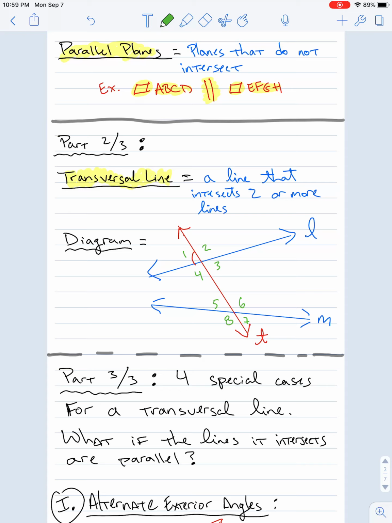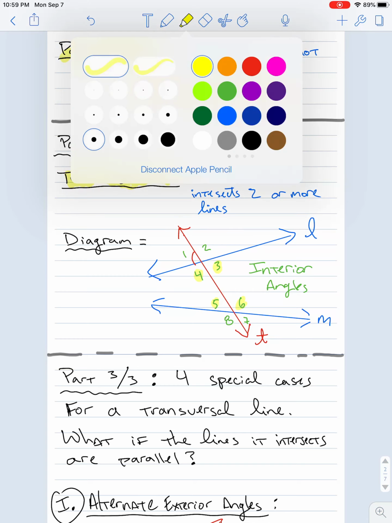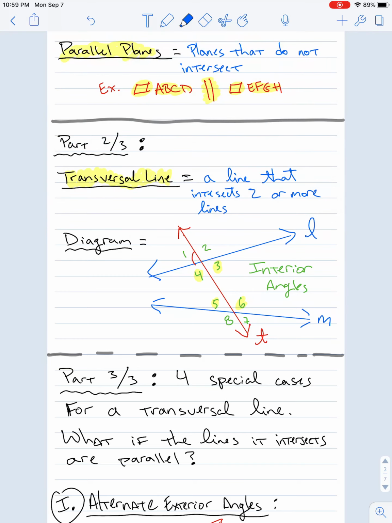What you see in between lines L and M, I'm talking about angles 3, 4, 5, and 6, that's what you would call the interior angles. Interior angles, because they are in between two lines, right? Angles that were created by a transversal that are in between two lines. And then you have, of course, the angles on the outside. I'm talking about 1 and 2 and 8 and 7. What do you call those angles?